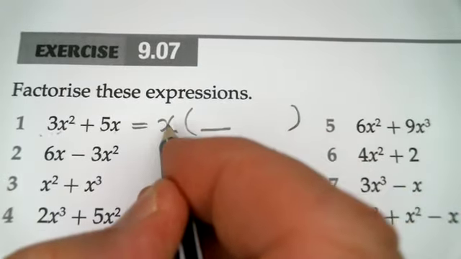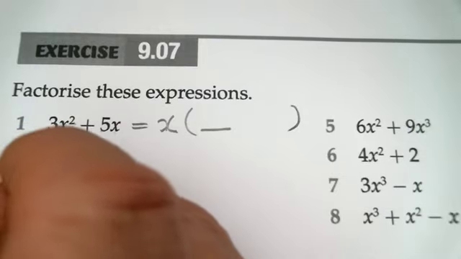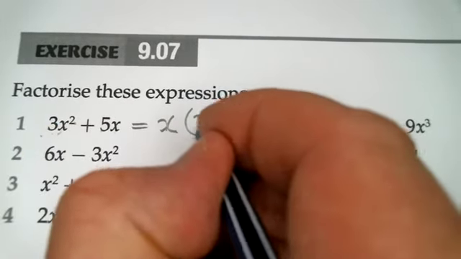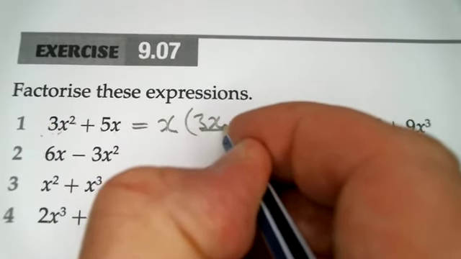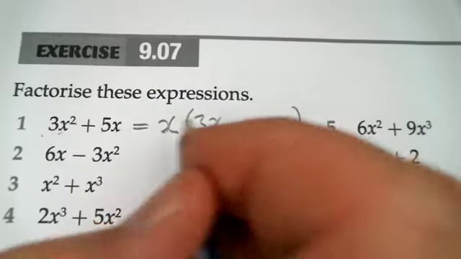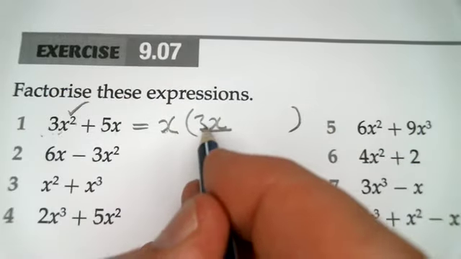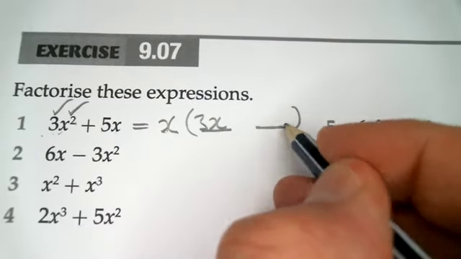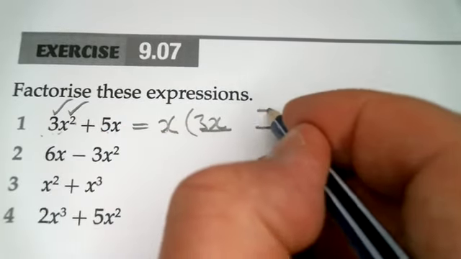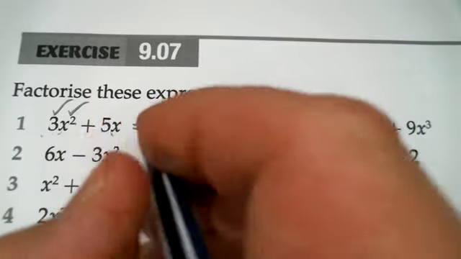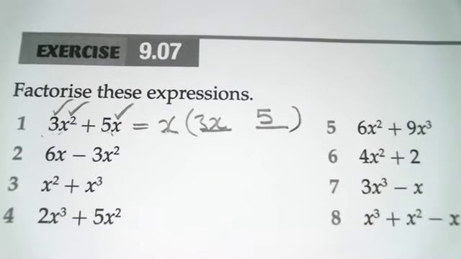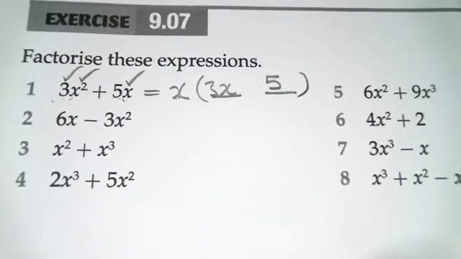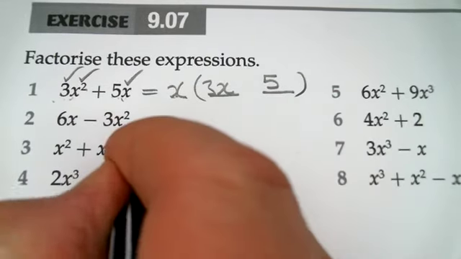Well, what times x makes 3x squared? Well, 3 times x times x is x squared, times 3 makes 3x squared. And what times x makes 5x? Well, 5 lots of x makes 5x. So that's correct.